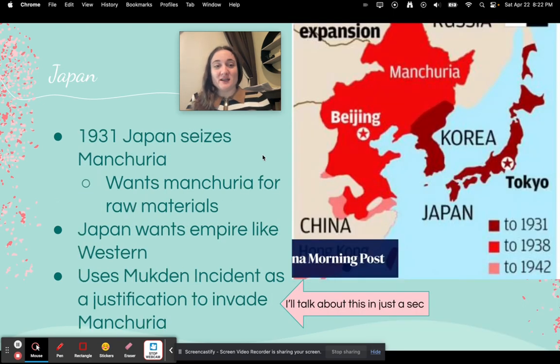So in 1931, Japan seizes Manchuria. That is part of China. As you can see right here, it's the closest part of China to Japan. It really wanted Manchuria because Manchuria has a lot of raw materials that Japan could use for industrialization.